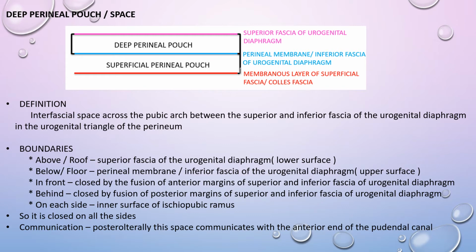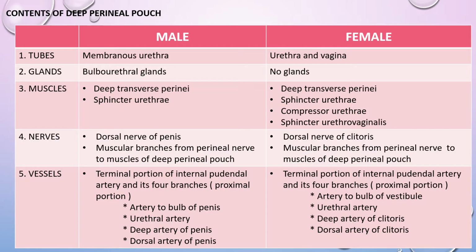Communication: although it is a closed space, posterolaterally, this space communicates with the anterior end of the pudendal canal. Coming to the contents of the deep perineal pouch, they will be discussed under the following headings: tubes, glands, muscles, nerves, and vessels.